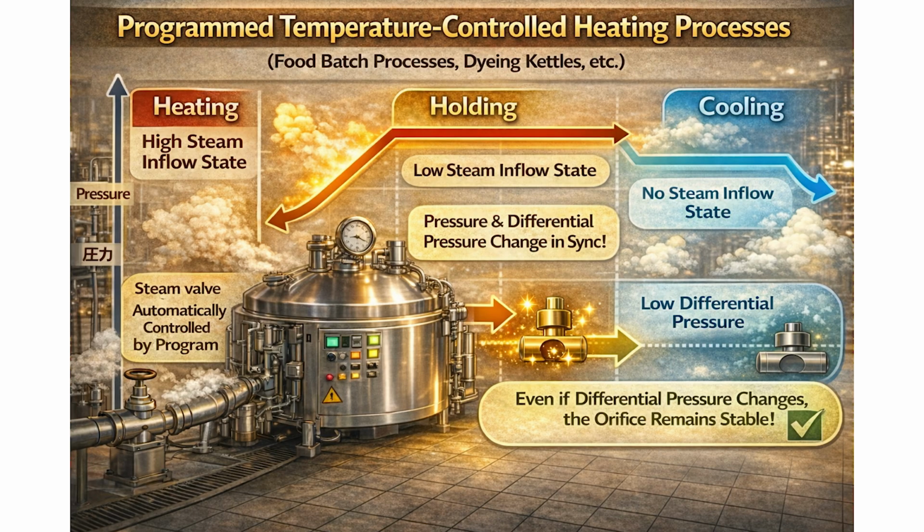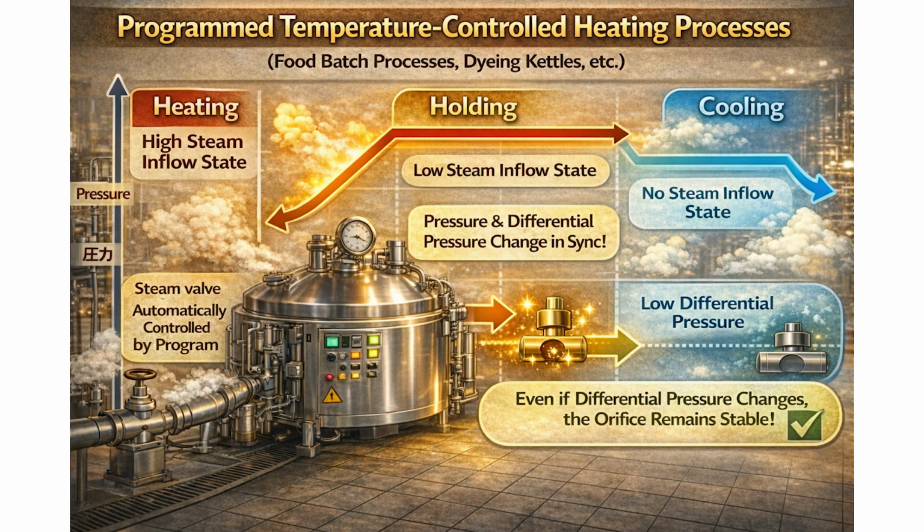Let me explain this in a little more detail. During the heating stage, steam consumption is high. Internal pressure is also high. During the holding stage, steam consumption decreases. Internal pressure also decreases. The important point is this: condensate flow may change, but the process can still work with an orifice trap. The key condition is not whether condensate changes. The key condition is this: is the process temperature controlled by a program, and are changes in steam consumption predictable within the design range? That is the real requirement.